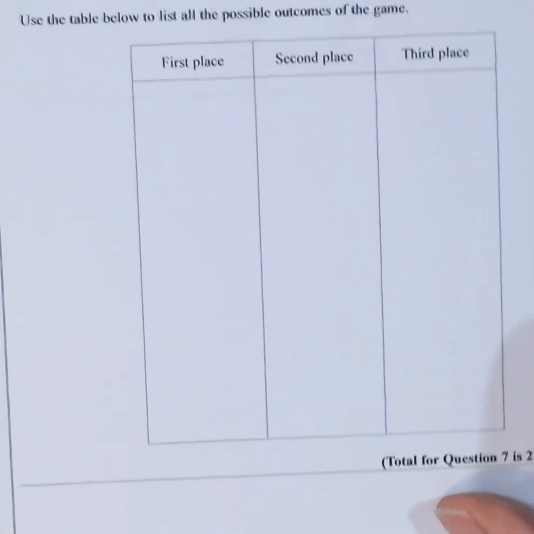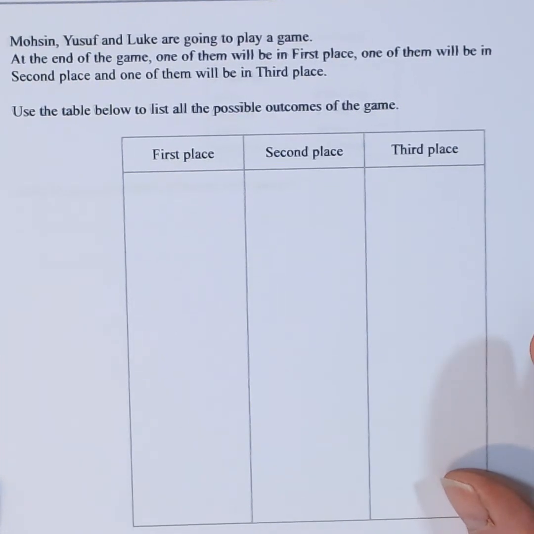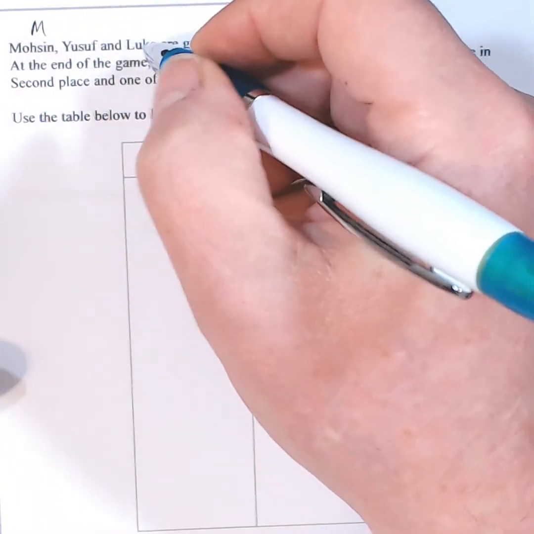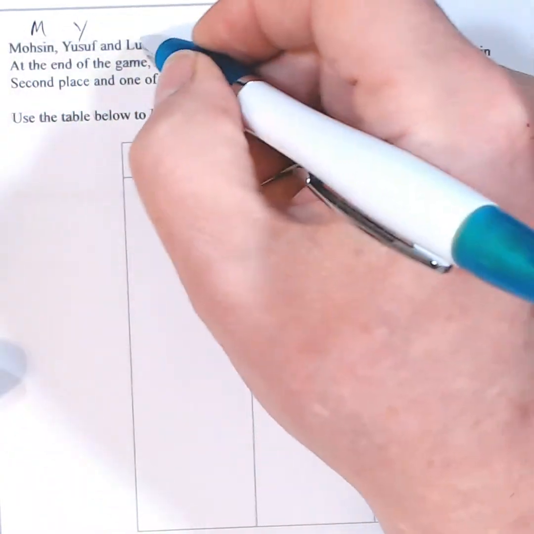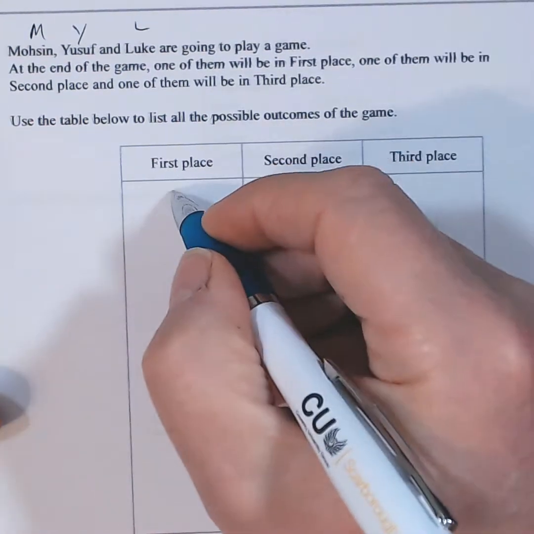Okay, so we've got some people that are going to play a game, and so one will be in first, one will be in second, third. Use tail to list all the possible outcomes. Okay, so we'll call Mohsin M, Yusuf Y, and Luke L. That's a classic way of doing these problems. So we do this with logic.